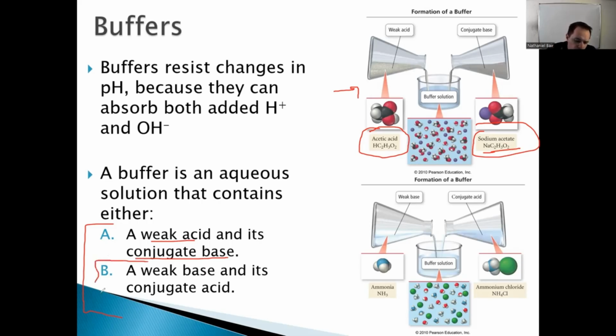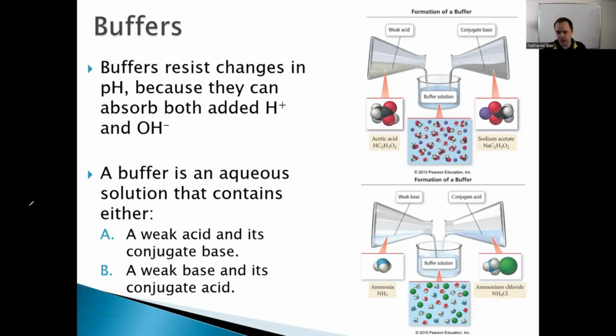You can also make a buffer using a weak base and its conjugate acid. So for example, the weak base ammonia, if we mix it with its conjugate acid, ammonium, so some ammonium salt, again, the chloride doesn't matter, that's a spectator ion. Here we will have a buffer as well. We have a weak base and its conjugate acid, ammonium.